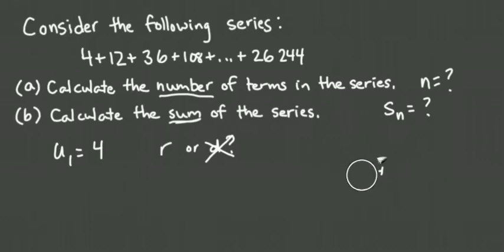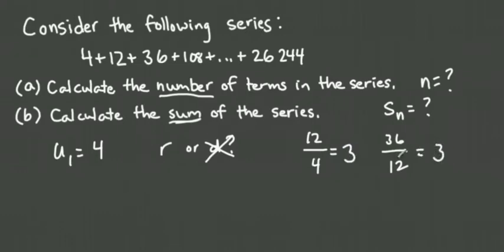And in that case, then I would find R by dividing consecutive terms. So compare 12 divided by 4 with 36 divided by 12. Right? Always take the second term divided by the first term, third term divided by the second term, or we could do fourth term divided by the third term, and so on. It's easiest to take the small numbers. So 12 divided by 4 is 3, and 36 divided by 12 is also 3. So R is equal to 3. That means this is, of course, geometric.